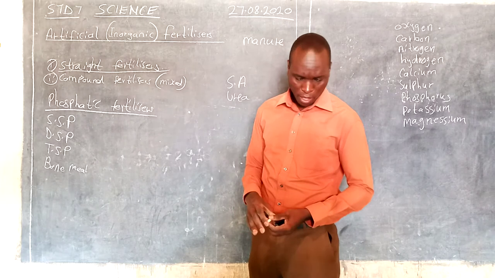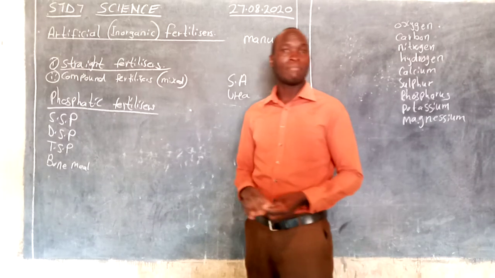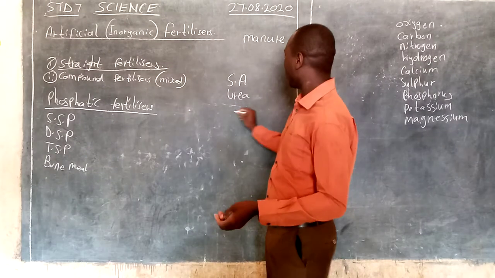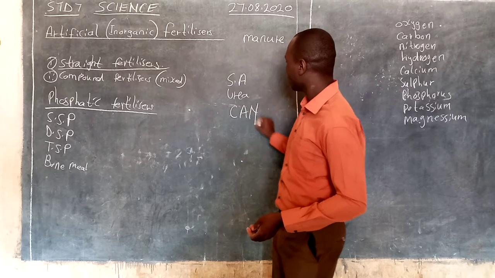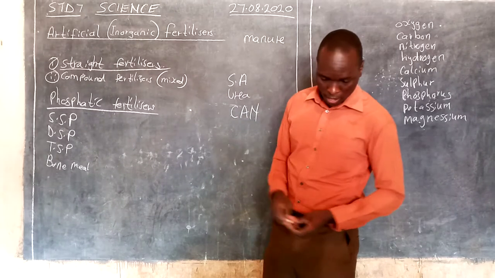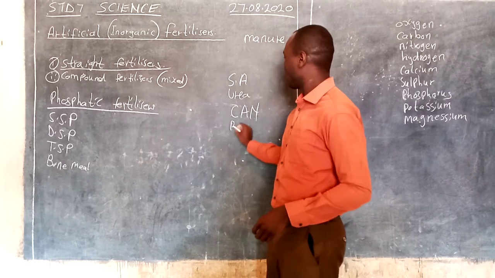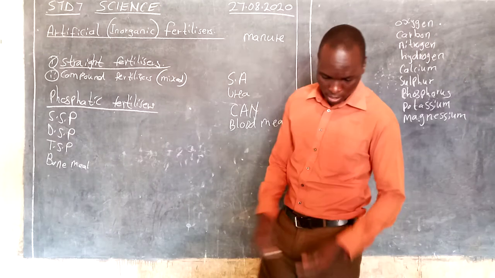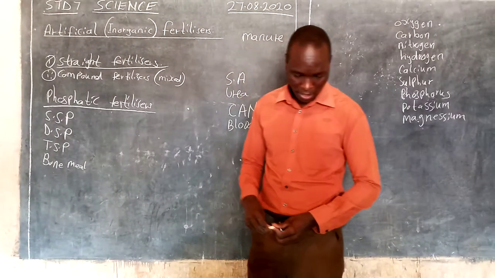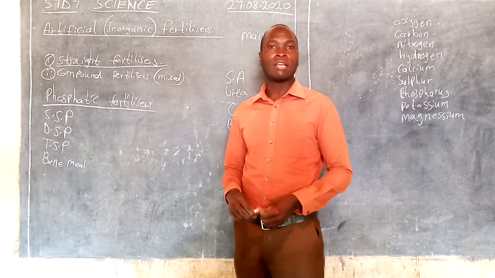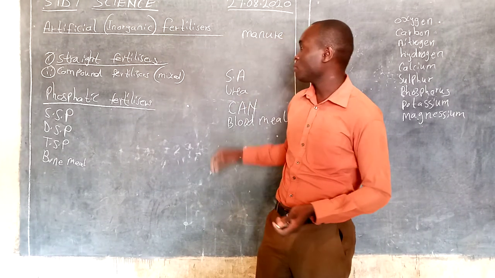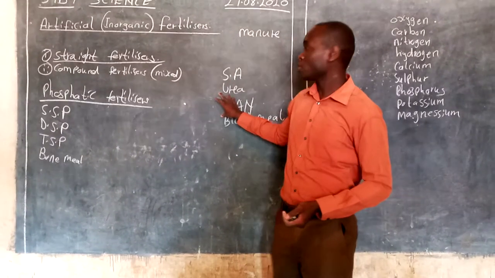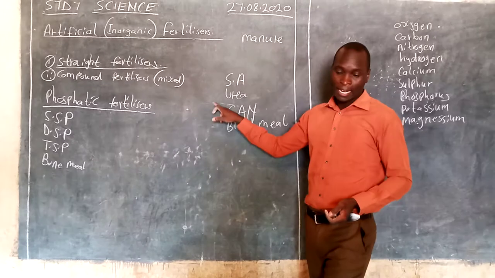Urea is a fertilizer. We have sodium nitrate. Then we have calcium ammonium nitrate, which we shorten as CAN. And then we have blood meal. And lastly, we have ammonium sulfate nitrate. Those are examples of the nitrogenous fertilizers. Remember, these nitrogenous fertilizers supply our plants with only nitrogen.